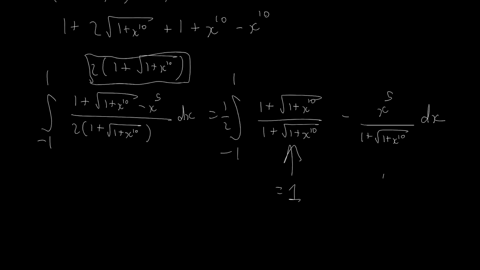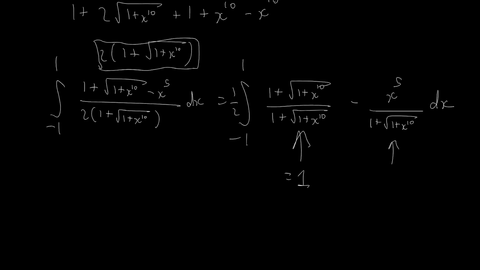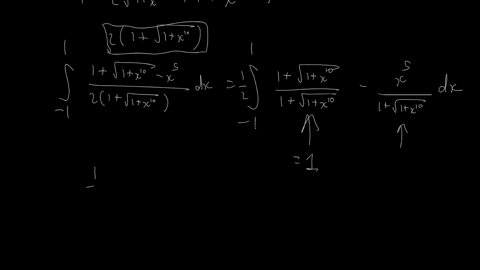And what you might notice about this cheeky function over here is that it's an odd function. And since we're integrating between minus 1 and 1, this term here will just integrate to 0, so you don't need to consider it. So what we're left with is half the integral between minus 1 and 1 of 1 dx. And then evaluating this, you end up with 1. So that's our answer.